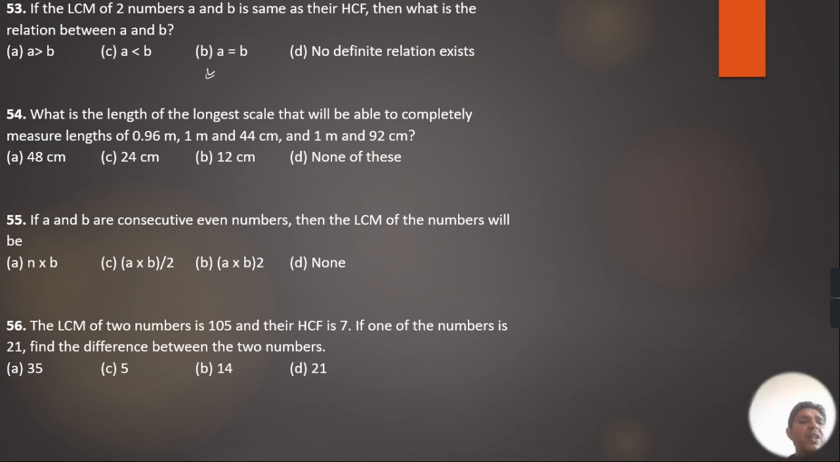So now we can check, if the LCM of two numbers A and B is the same as their HCF, what is the relationship? Okay, so the numbers will be the same, right? Okay, coming to the next question, question number 54. What is the length of the longest scale that will be able to completely measure the lengths of, right? So students, for this question you have to simply find the HCF of all the given numbers.